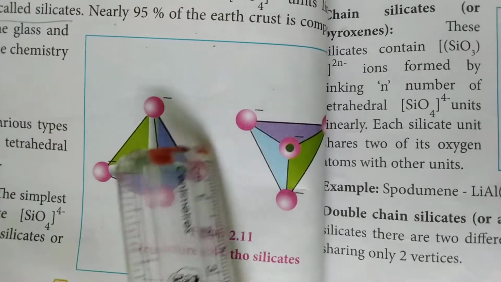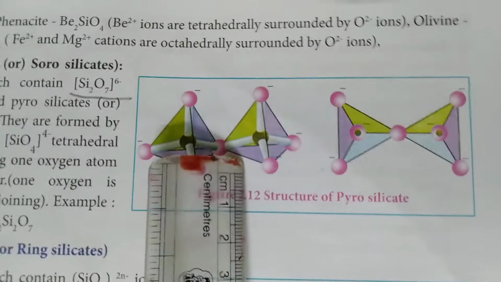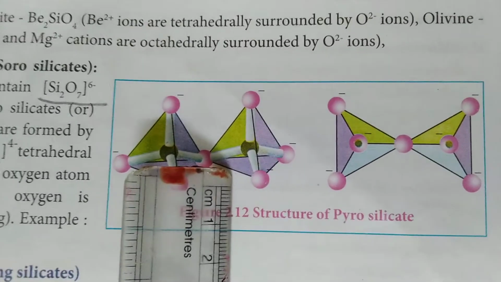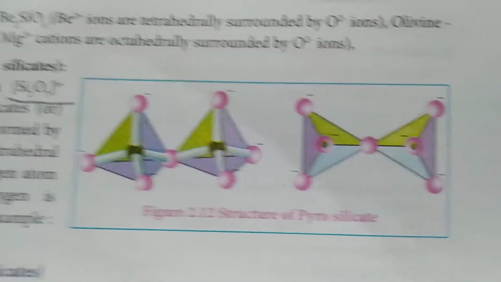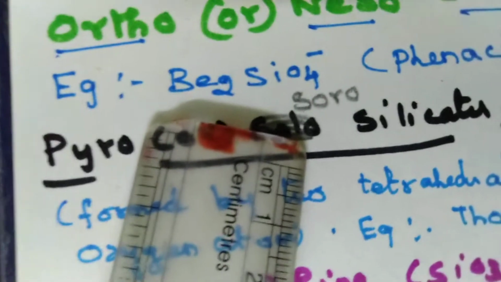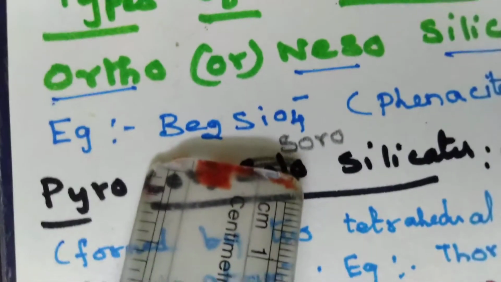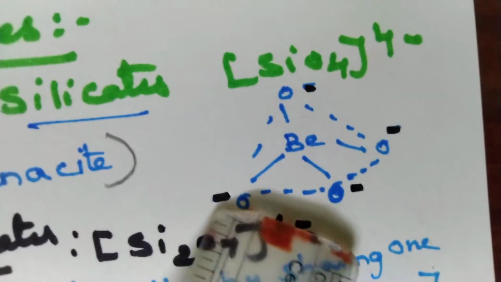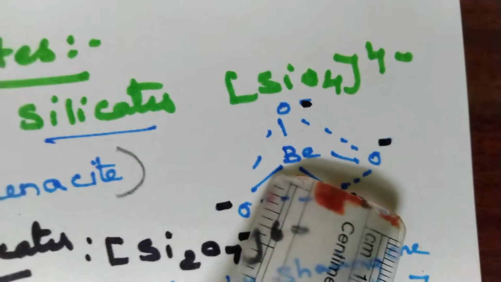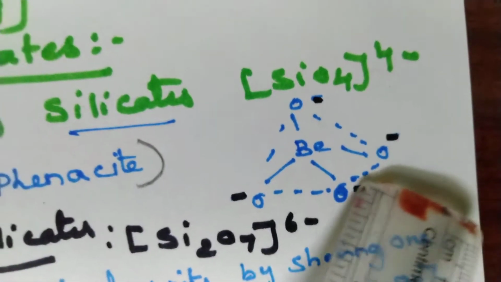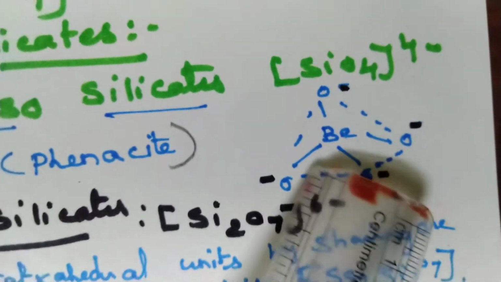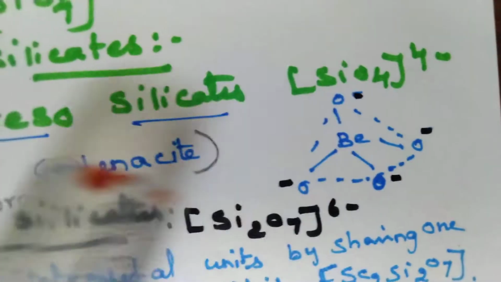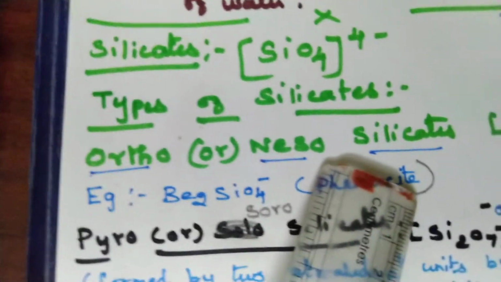What is the example for that one? The example is phenacite. The formula is Be2SiO4. The Be will be present in the center and all the oxide ions are present at the corners of Be. So the Be2+ ion is linked tetrahedrally by 4 oxide ions. So this is an example for ortho or nesosilicates.